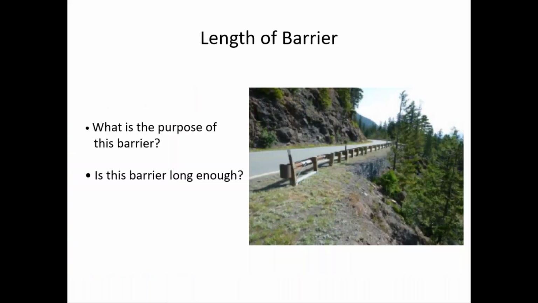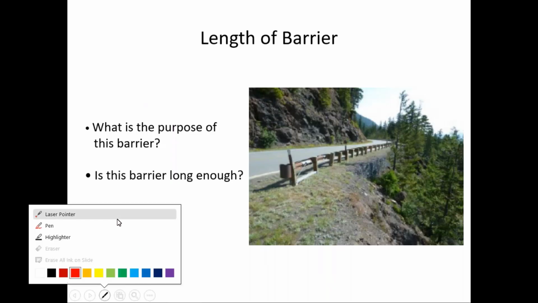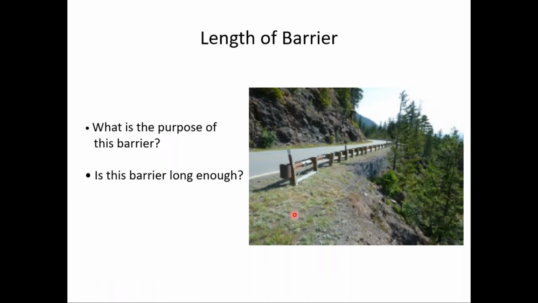I mentioned length of barrier, length of need, and I raised the question, is this barrier long enough? In my opinion, it's not, because it looks like it's still possible that a vehicle could leave the roadway upstream here somewhere and get into that area with the critical slope on it, which to me is the main purpose of this barrier, would be to keep vehicles off of that critical slope.